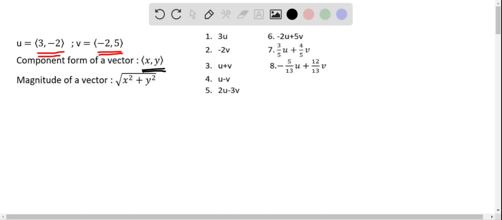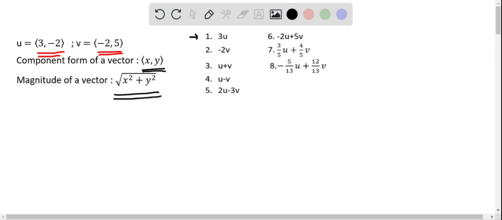That is, it represents the vector in terms of its components, that is the x component and y component, where we use these angle brackets. The magnitude of the vector is given as the square root of x squared plus y squared. Okay, so we now do the component form and the magnitude of the first vector.